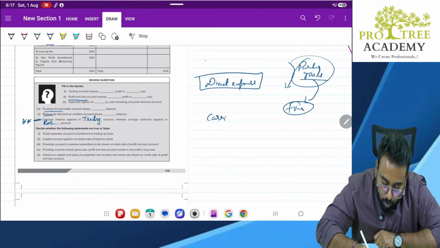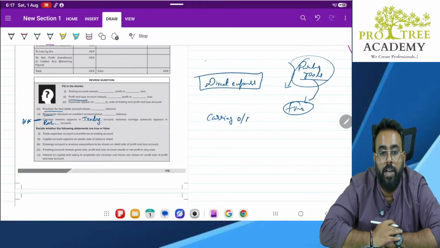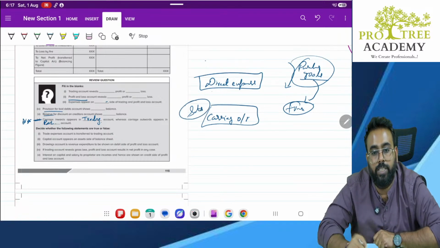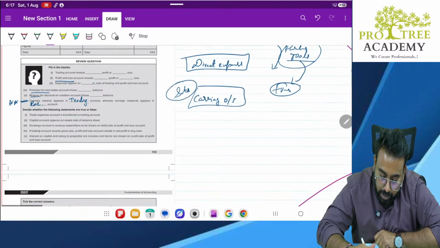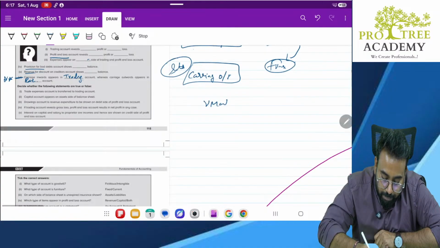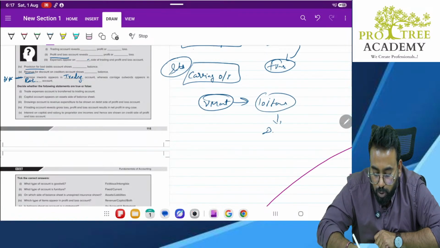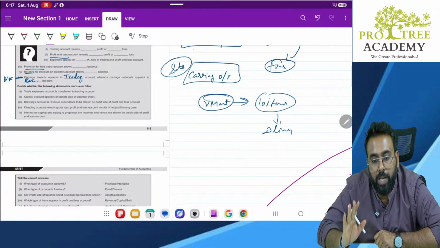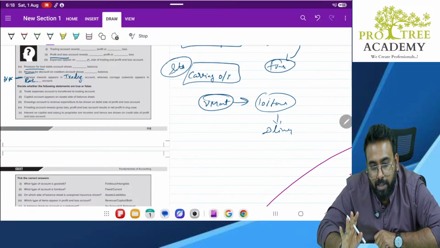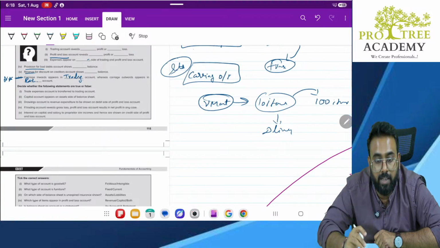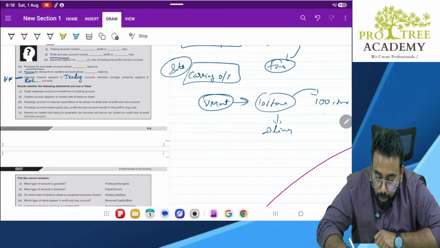Whereas carriage outward, you may say, sir, carriage outward is also dependent upon sales. No, it is not depending upon sales. I'll just give you an example. If you go to Vishal Mart and you buy, say, 10 items, will you ask Vishal Mart to deliver these 10 items to your home, or will you pick it up by yourself? You will pick it up by yourself, correct? Suppose you buy 100 items, then you may ask Vishal Mart to deliver. Right? So understand carefully.